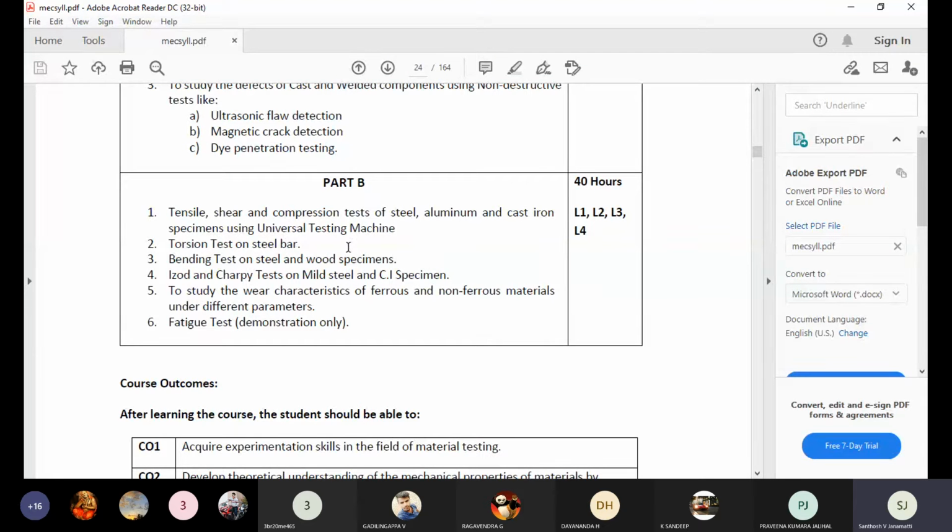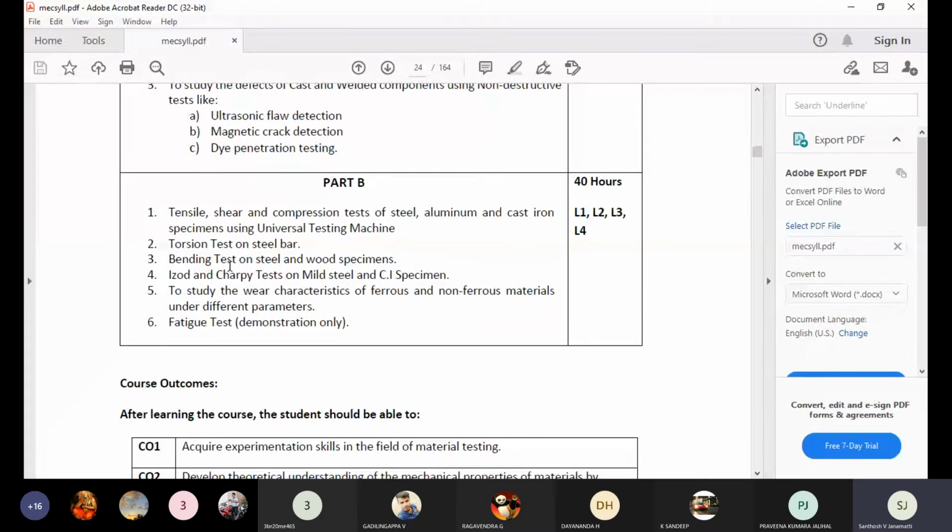Universal testing machine. With the help of the universal testing machine, we can get all these results. And the torsional test is also one of the major experiments, so we need to conduct the torsional test. We will discuss the torsional test later in detail. Especially, we are using mild steel for conducting the torsional test.